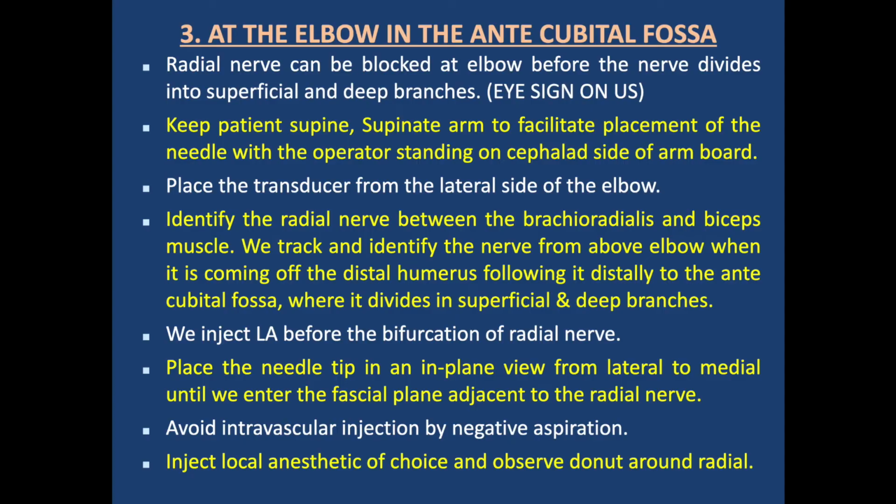We place the needle tip in an in-plane view from lateral to medial until we enter the fascial plane adjacent to the radial nerve. Avoid intravascular injection by negative aspiration. We inject the local anesthetic solution of choice and observe a donut shape around the radial nerve.